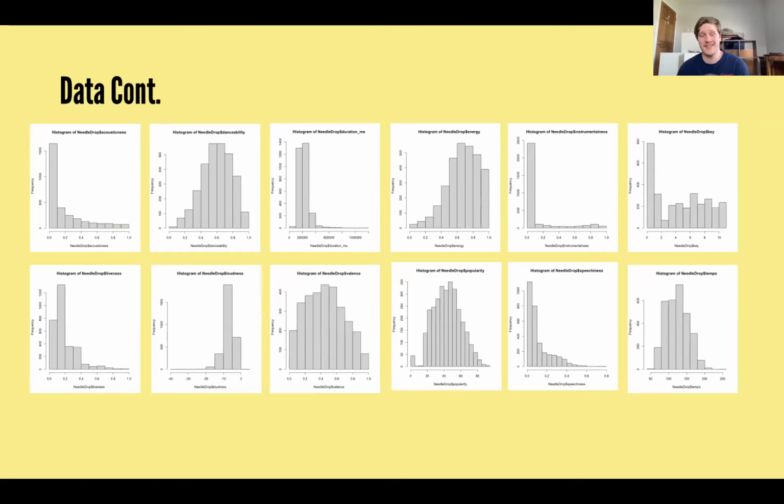Another important fact is that the data I collected wasn't normal at all. It was kind of all over the place. It looks like needle drop valence looks fairly normal, maybe tempo was fairly normal, but there were some that were very not normal, very skewed. So I needed to try to normalize them, especially because some of my models do require normalized data.